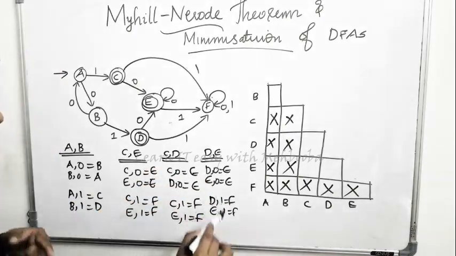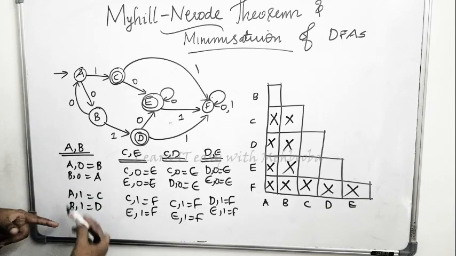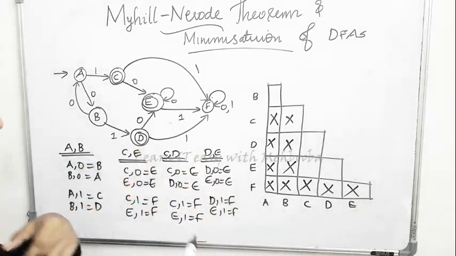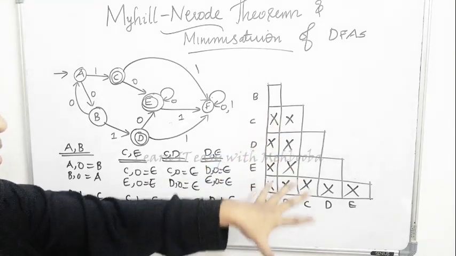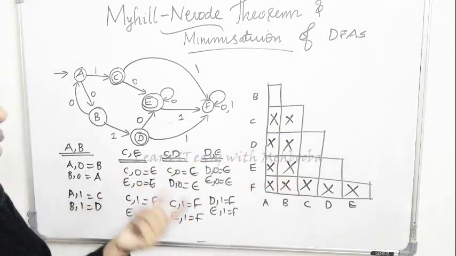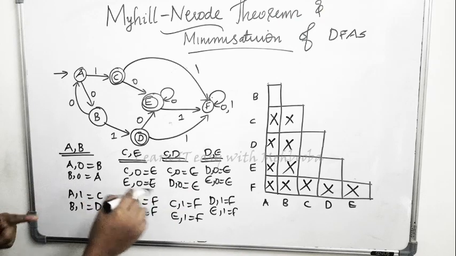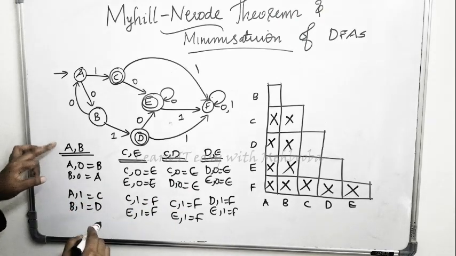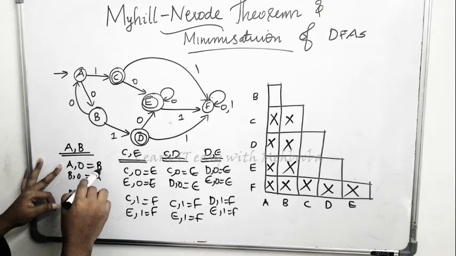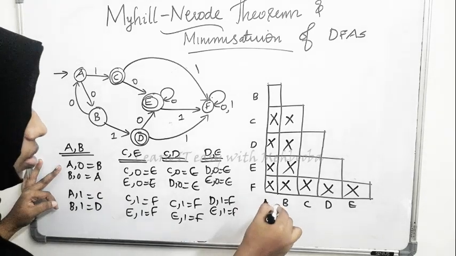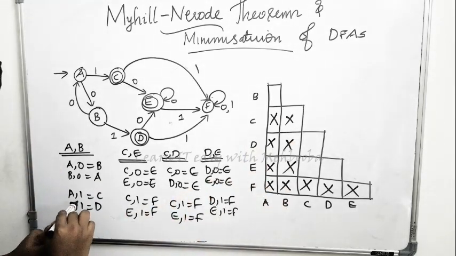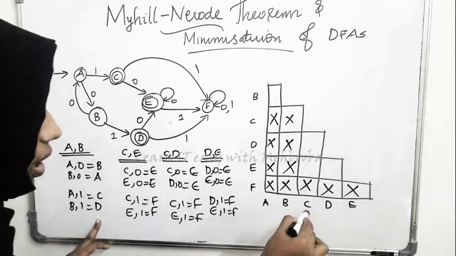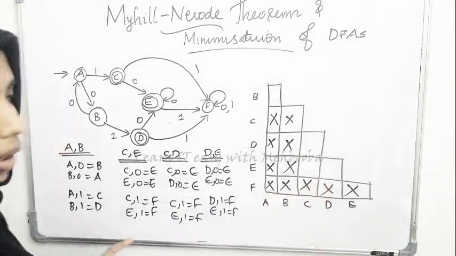Now what you have to do is check once again. You have to do 2 iterations in which there are no new markings, and only then can you stop the process. So you have to come back again to A comma B. A on 0 is A, B on 0 is B, so AB is not marked yet. Now A on 1, B on 1 is CD. Is CD marked? CD is not marked yet.